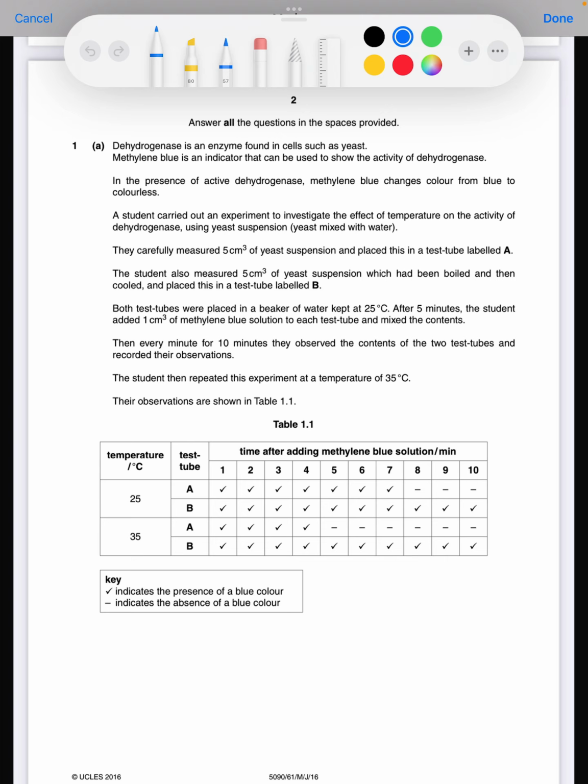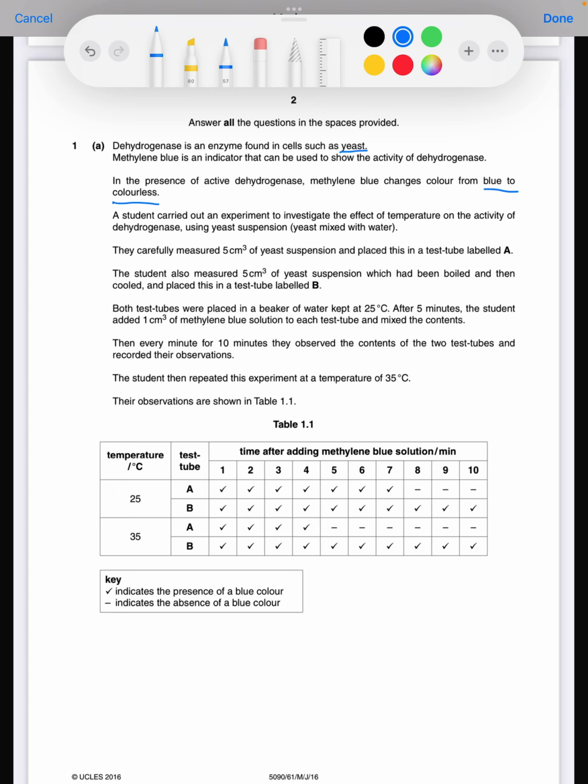Okay, so let's start. Question number 1. Dehydrogenase is an enzyme found in cells such as yeast. So we're talking about yeast. Methylene blue is an indicator that can be used to show the activity of dehydrogenase. In the presence of active dehydrogenase, methylene blue changes color from blue to colorless.